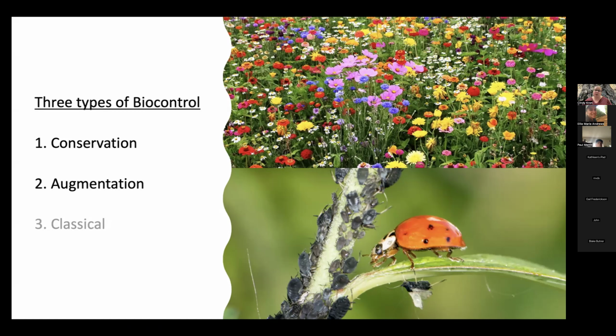Augmentation is when we take insects, we buy them, say, from an insectary, and then we release them in large numbers to have an effect on a pest population immediately. And so when you augment, you tend to have to do it on a regular basis. The insect that is biocontrolled does not become established and reproduce in the field, but it can have immediate control over your pest population that is out there.